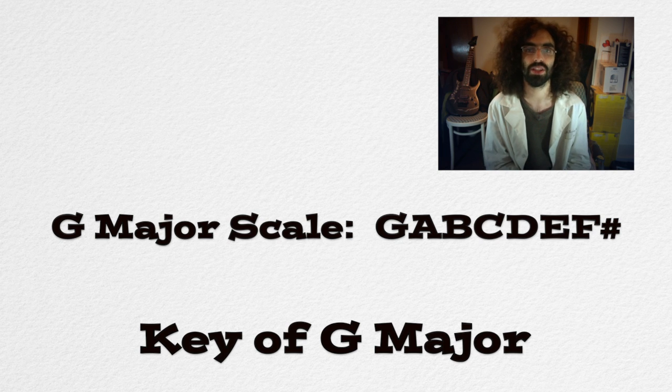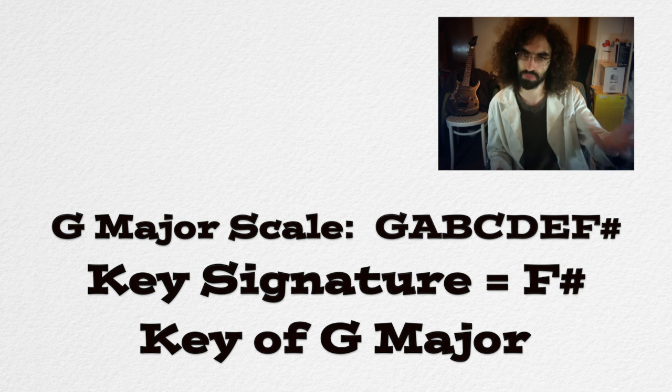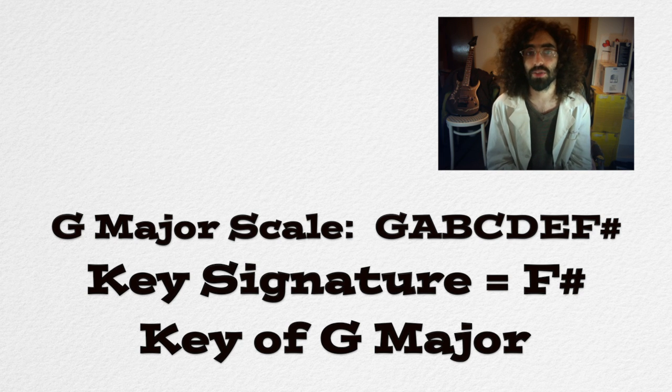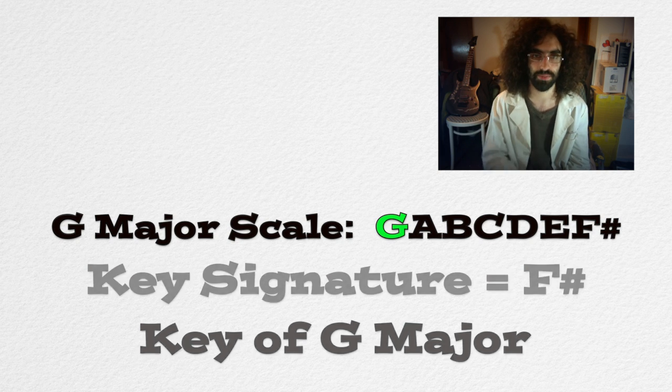You can quickly describe the notes in a key by using its key signature, which tells what sharps or flats are used in the key. For G, all the notes are natural except for F sharp. So you could say the key signature for the key of G is 1 sharp, F sharp. So the key signature defines the set of notes in a key, and the scale refers to the order of that set going up or down.